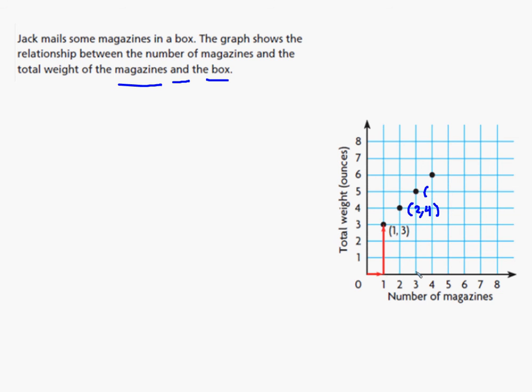If he has 3 magazines, the whole thing, including the box, weighs 5 ounces. So my next ordered pair is 3, 5. And if I have 4 magazines, the whole thing, including the box, weighs 6 ounces. So that is 4, 6. Okay, so now I need to figure out what the rule is for this. What's the pattern? So I look at my first ordered pair, 1, 3.